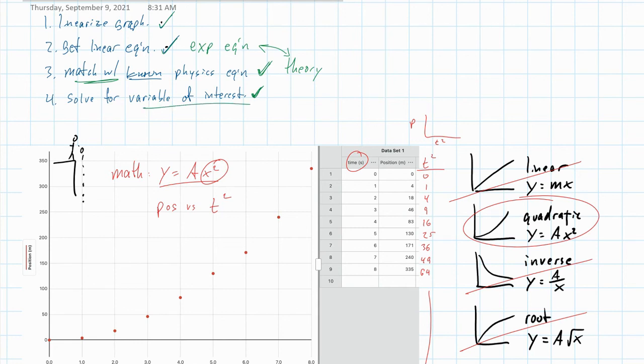This is essentially the same process that you're going to use for determining your value of g in the pendulum lab as well.